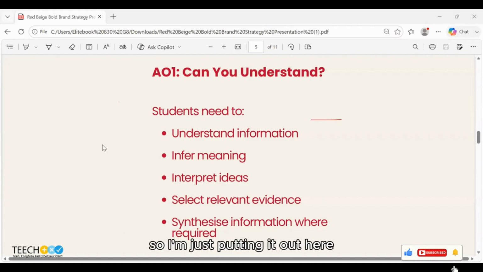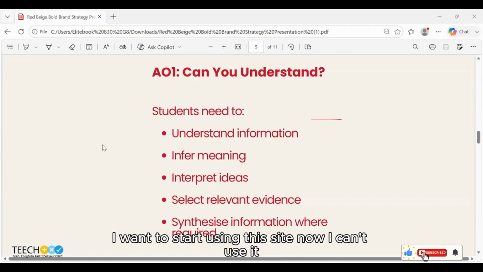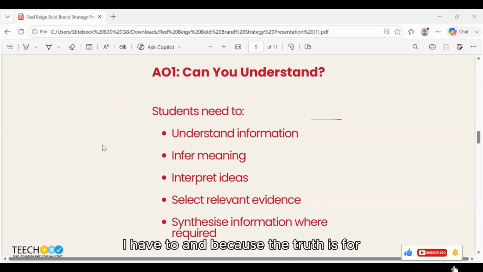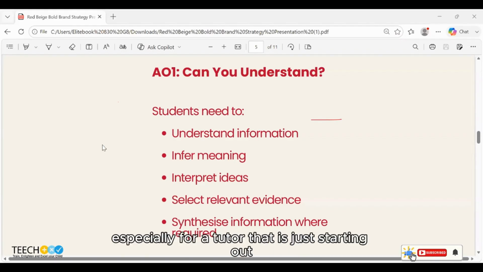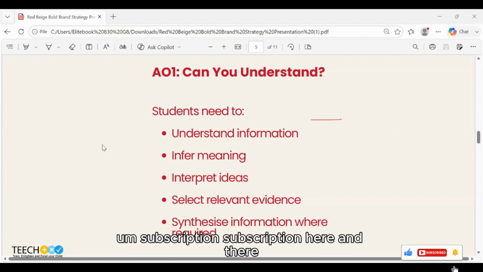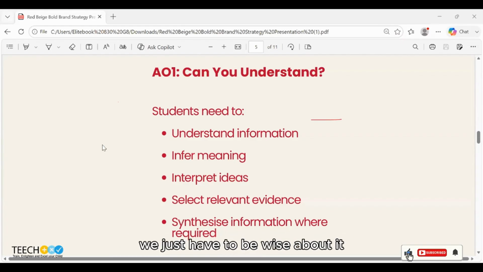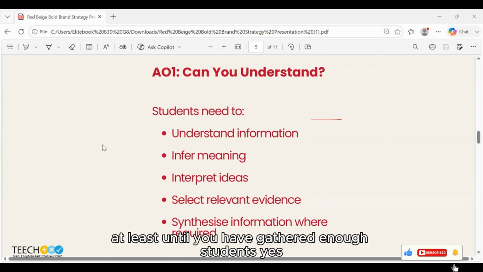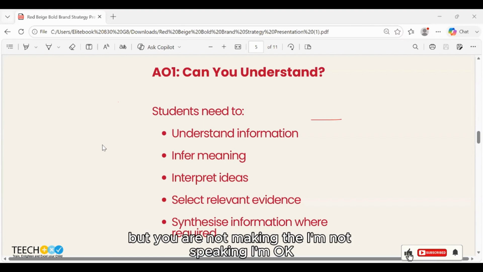So I'm just putting it out here so that you don't feel discouraged that, oh, I want to start using this site now, I can't use it, money will have to delay. Because the truth is, especially for a tutor that is just starting out, you're not making so much to be spending so much on subscription here and there. We just have to be wise about it. You're not making that much yet, at least until you have gathered enough students.